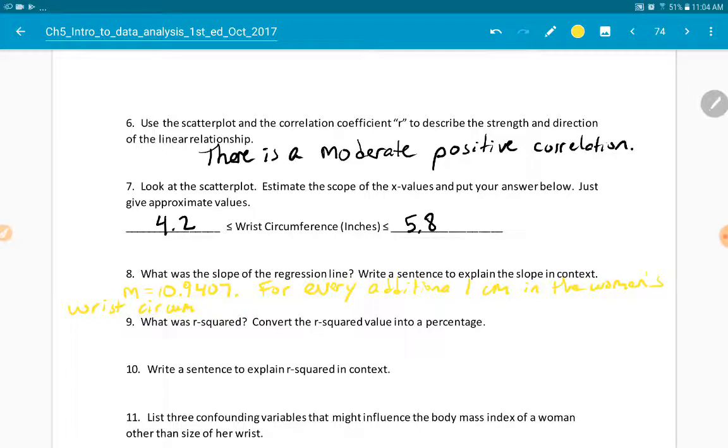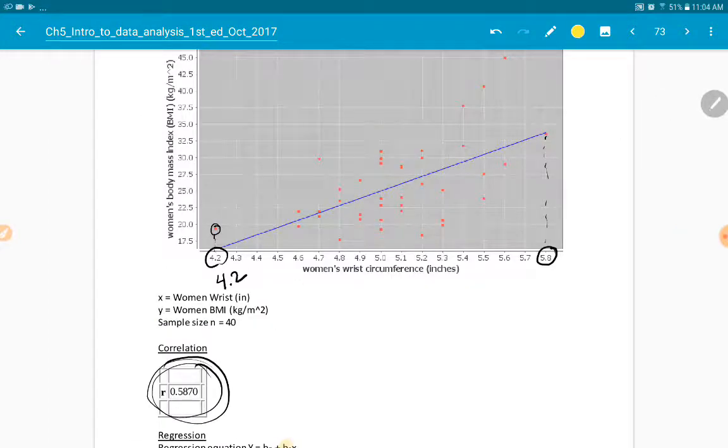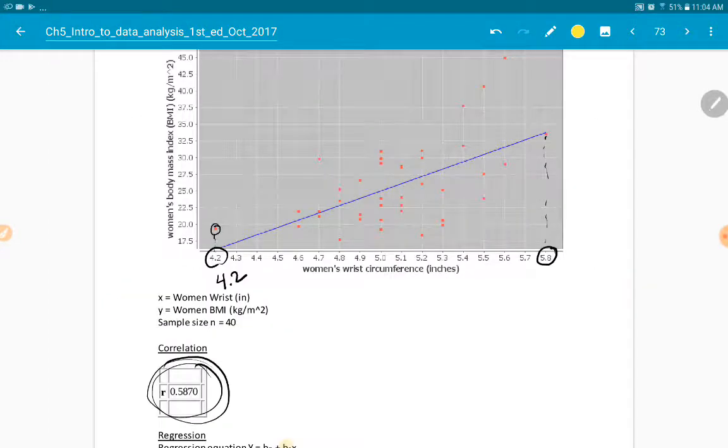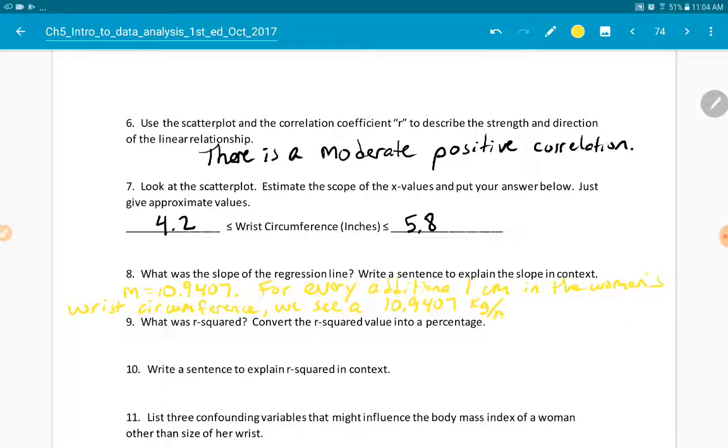No, that's not right. I'm not sure how to spell that. Let me just go back. Circumference. Okay. We see a 10.9407 kilograms per, what is it called? Meter squared. Increase in BMI. Okay, that's my slope sentence.